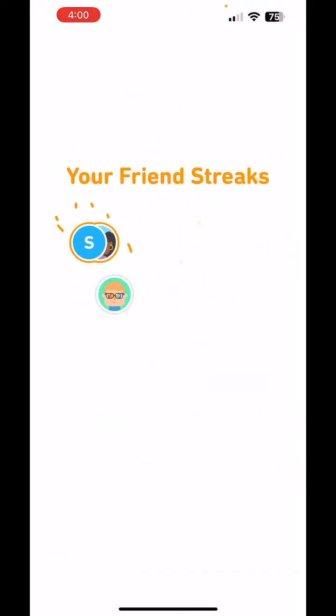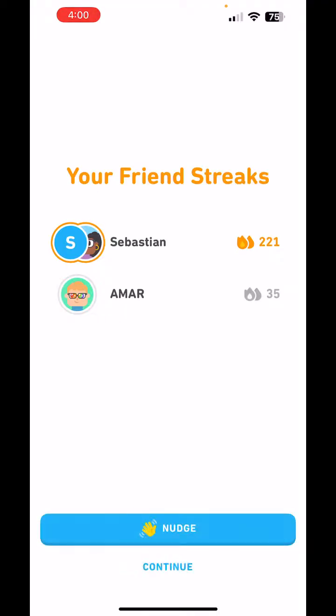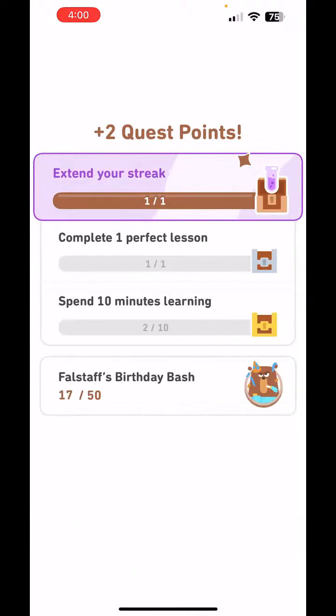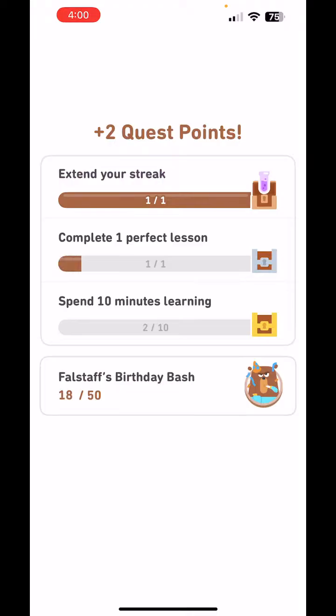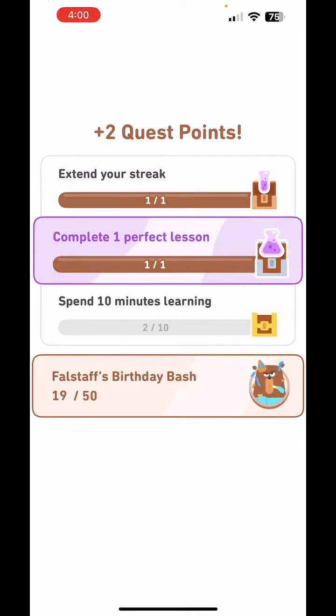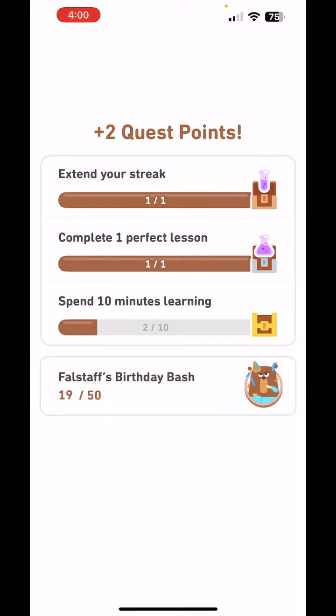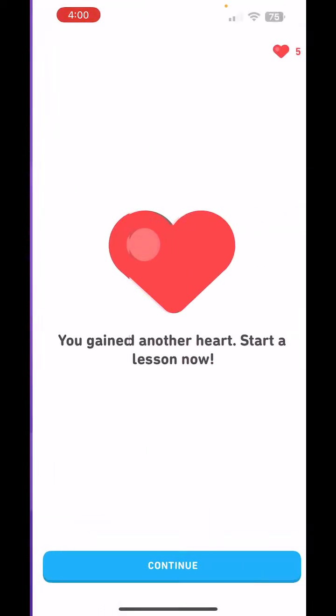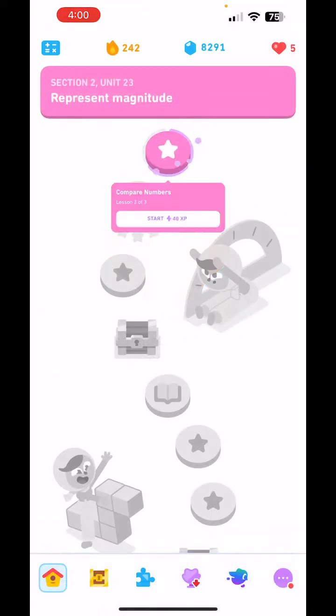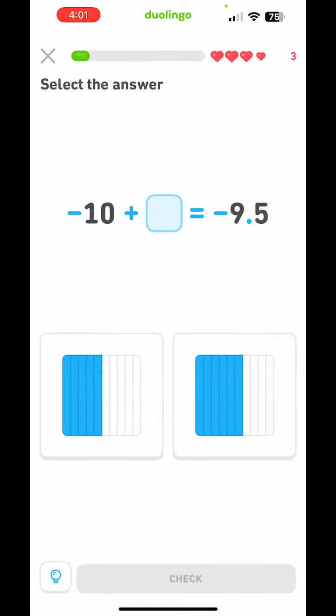Let's move on. We're going to do this whole negative and positive numbers. I've really been struggling with negative and positive numbers. So I'm hoping that today will be the day that I finally understand. So yeah, we are doing compare numbers. Here we are. We have negative 10 plus x equals negative 9.5. So I would say that the answer is 0.5, right? Okay.